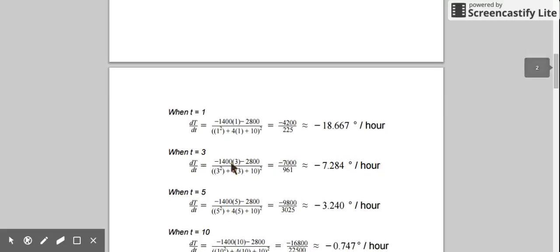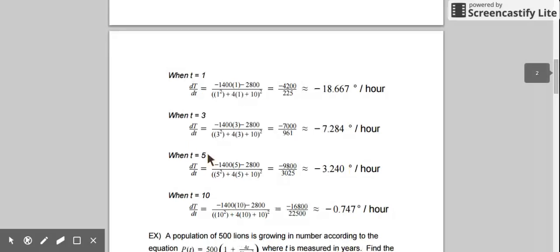If I want to find what our temperature rate was changing by at the end of the 3rd hour, I just plug 3 into our derivative function. Simplify and round to 3 decimal places, we get about -7.284. So our temperature is decreasing by about 7 degrees per hour at the end of the 3rd hour. So decreasing a little bit less. So the rate of change is decreasing. At the end of the 5th hour, I'm going to plug 5 into our derivative function, and we get about -3.240. So we're decreasing at about 3 degrees per hour at the end of the 5th hour.